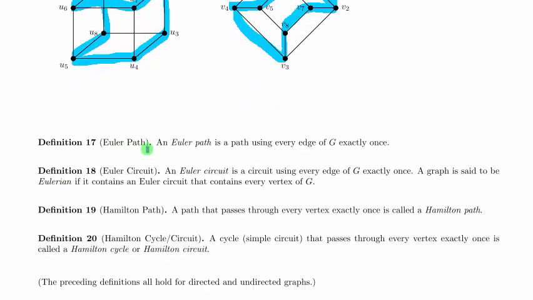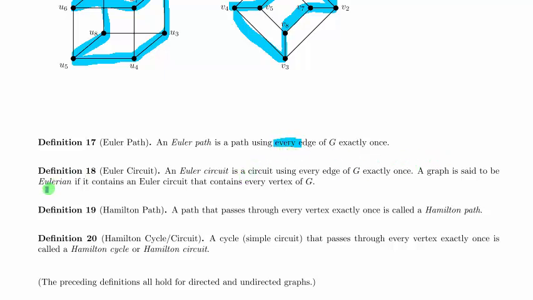Now an Euler path is, and that's the correct pronunciation, it's not Euler, it's Euler. An Euler path is a path that uses every edge of G exactly once. And then an Euler circuit is a circuit that uses every edge of G exactly once. So because it's a path, we are allowed to repeat vertices. We're not allowed to repeat edges. And the distinction here is that we're using every edge exactly once.